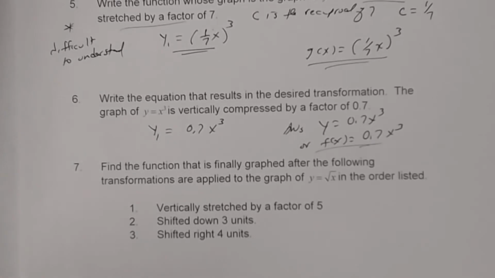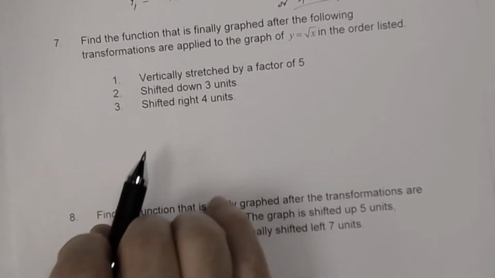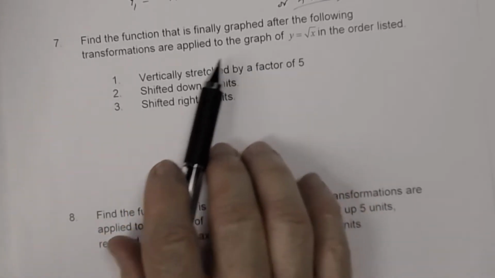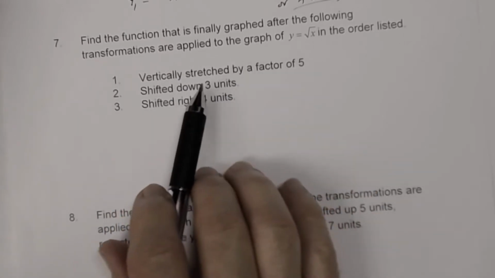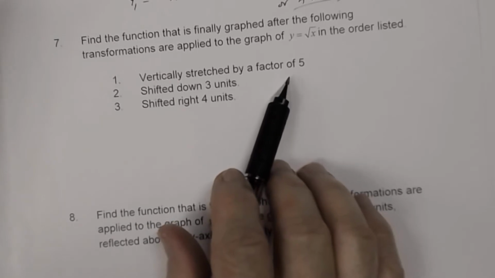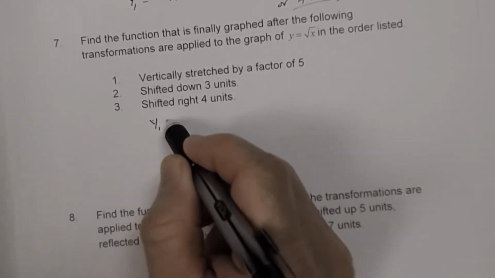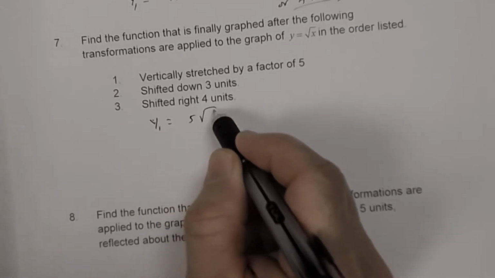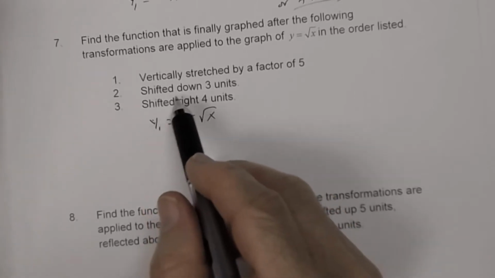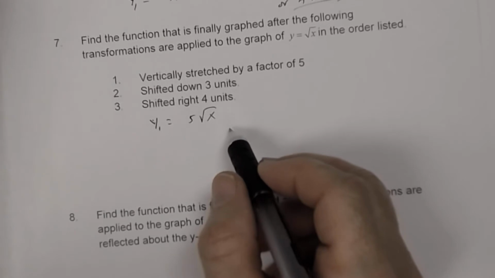All right. Number 7, you have 3 transformations going on here. So it says, find the function that is finally graphed after the transformations are applied in the order listed. First thing you want to do is vertically stretch by a factor of 5. So that's the easy one. So the first thing, y1 will equal 5 square root of x. Then the next thing you want to do is take this now, and you're going to shift it down 3 units.